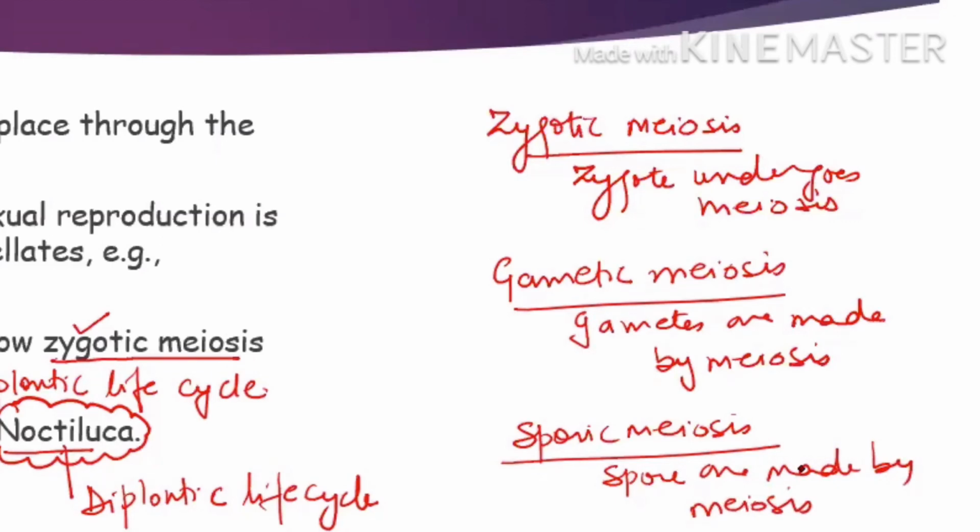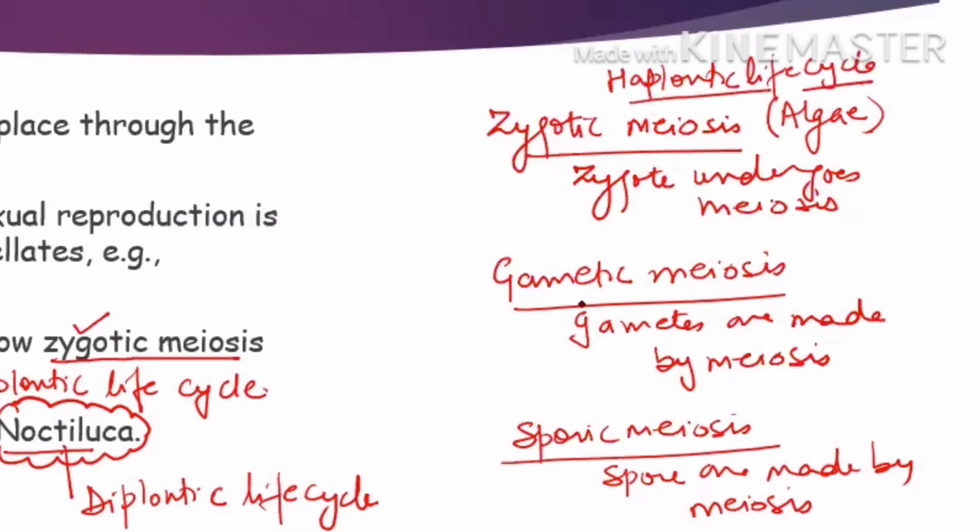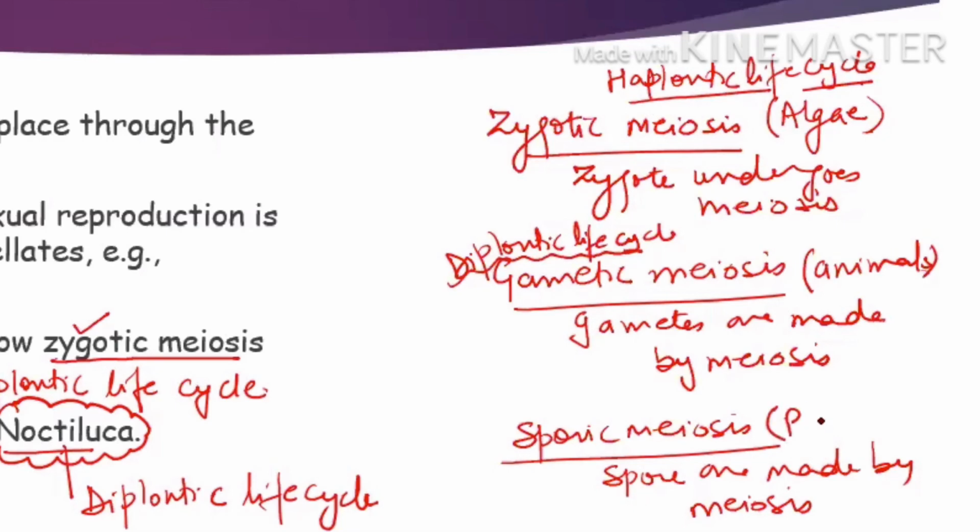In case of the lower plants like algae will show zygotic meiosis. It means they are preferring to live as a haploid. So they are showing haplontic life cycle. The organism which lives a haplontic life cycle will show zygotic meiosis. Now gametic meiosis is shown by animals. So their main body is diploid. So they show diplontic life cycle. And sporic meiosis is shown by the higher plants.